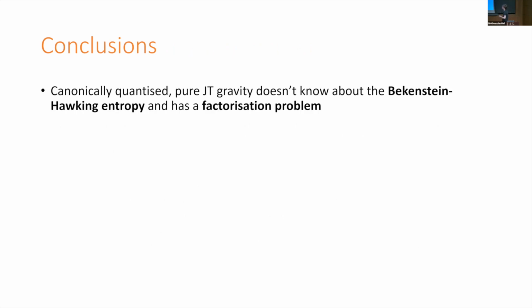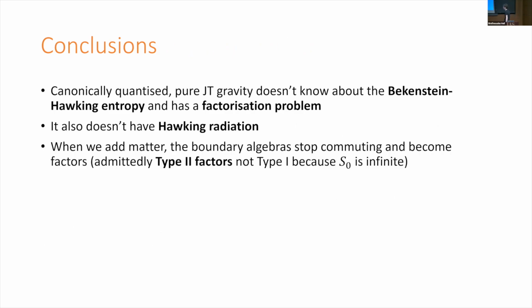Okay, but I am over time, so let me just say, what's the takeaway from all this? As Harlow and Jafferis have said very correctly, canonically quantized pure JT gravity has a factorization problem and it doesn't know what the Bekenstein-Hawking entropy is. On the other hand, it also doesn't have Hawking radiation. So let's stick some Hawking radiation in by adding matter.